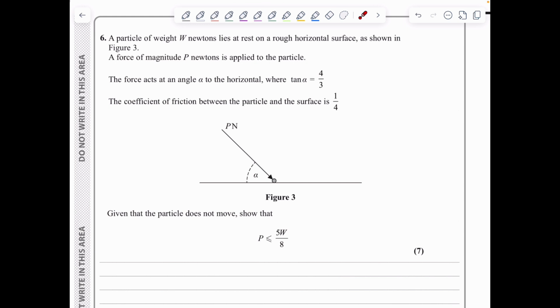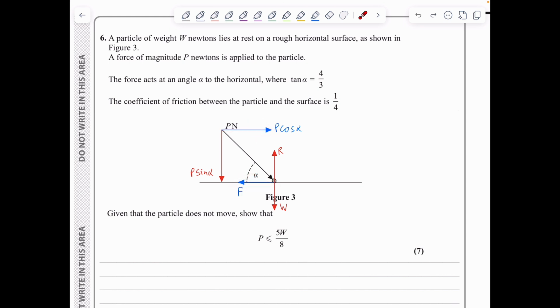The first thing to do is obviously to add all the forces on the diagram. We've got the weight, which is capital W, and obviously there's a reaction here. I will then be resolving the P here. We've got a horizontal component of P cos alpha and the vertical component of P sine alpha. And of course the force of P cos alpha is acting to the right, and therefore we must be having friction acting to the left.